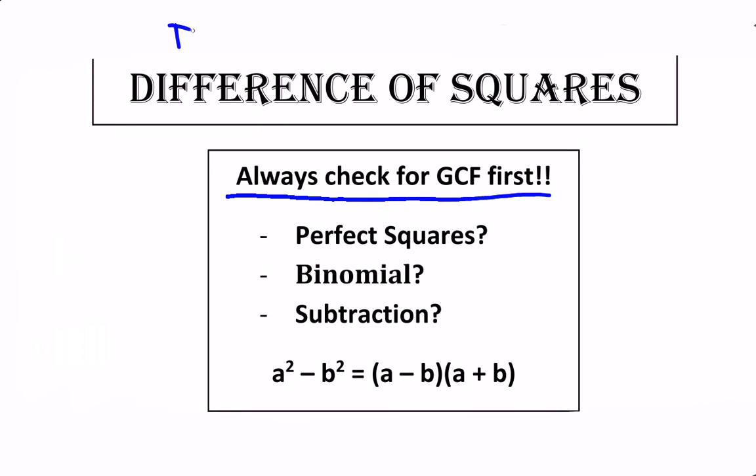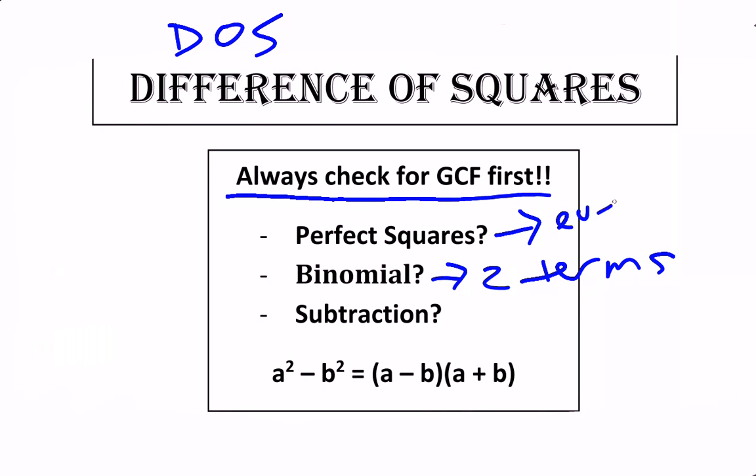The way I like to think of it is use the first letter, difference, D, of O, squares, S, so "dos." And what does that mean in Spanish? Two. What does a binomial mean? Two terms. What number do you think of when you think of perfect squares? Two. When you square something, you raise it to the second power. Also, perfect squares with variables means we're looking for even exponents.